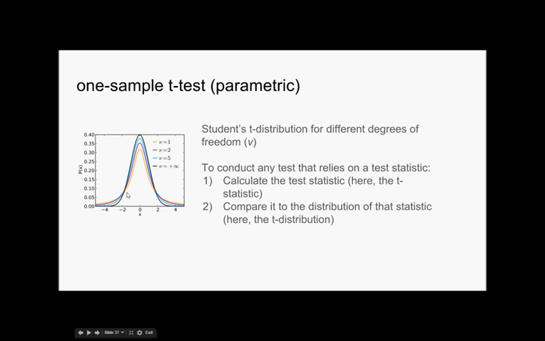So here's the t-distribution on the left, and you can see that it varies for these values v, which are the degrees of freedom. So as the number of samples goes up, the degrees of freedom go up, and the shape of this distribution changes slightly. And as I said before, you're going to calculate the test statistic and then compare it to this distribution on the left.